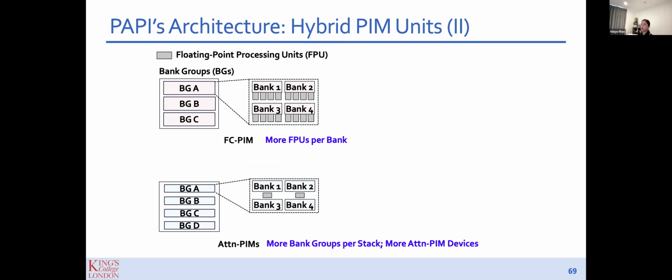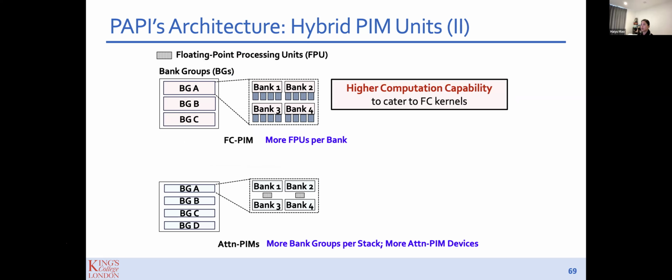And here are more details about the hybrid PIM units. For FC PIMs, there are more FPUs per bank, which are floating point processing units, and they provide higher computation capability to cater to the FC kernels.